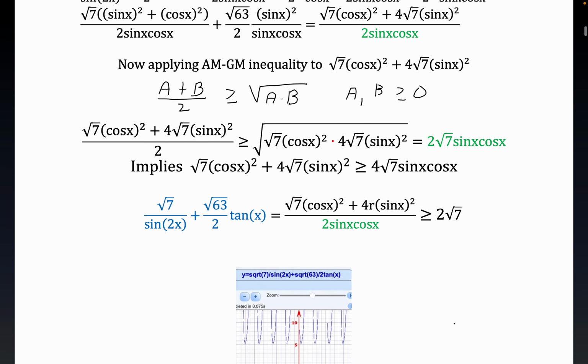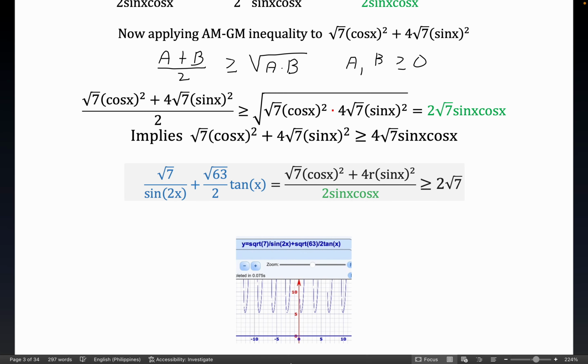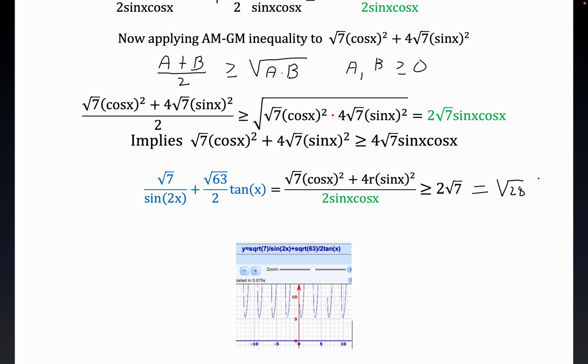Now notice that 2 root 7, if you want to get a feel for the size of that number, is the same as the square root of 28. The square root of 28 is a little bit bigger than 5, since the square root of 25 is 5. So this is a number strictly greater than 5.